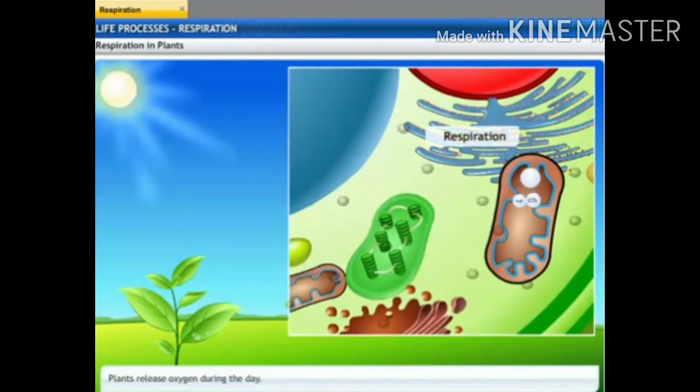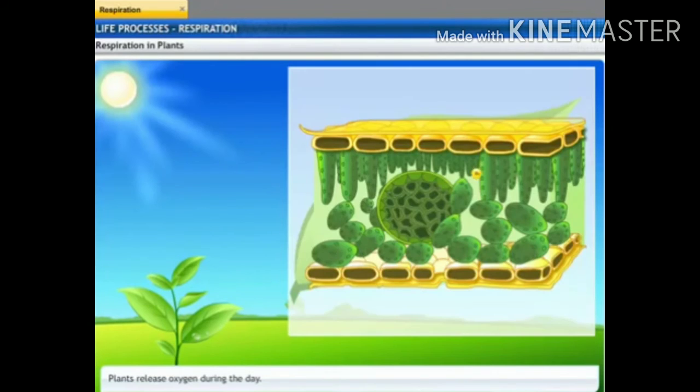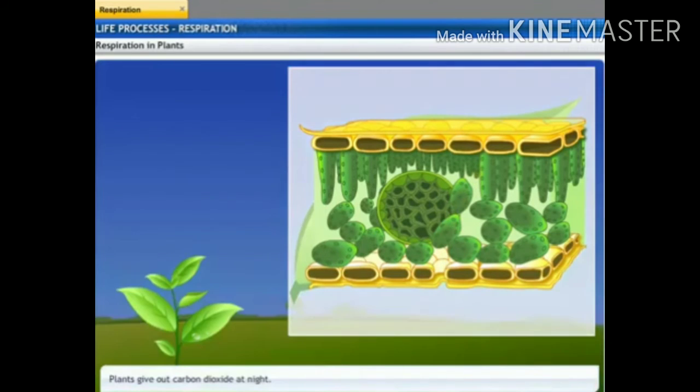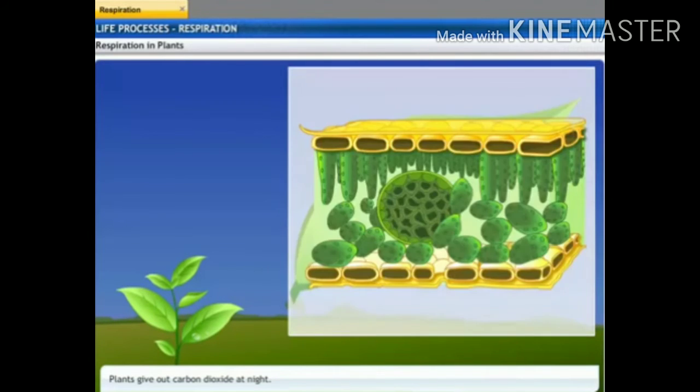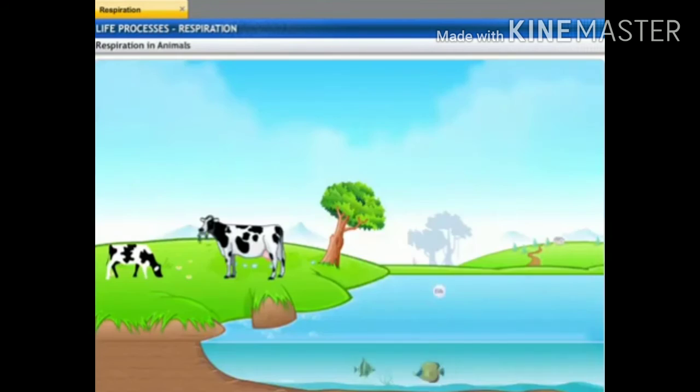During the day, carbon dioxide generated during respiration is used up for photosynthesis. Therefore, carbon dioxide is not released. Instead, oxygen is released as a result of photosynthesis. At night, photosynthesis does not occur but respiration continues. Therefore, only carbon dioxide is released.